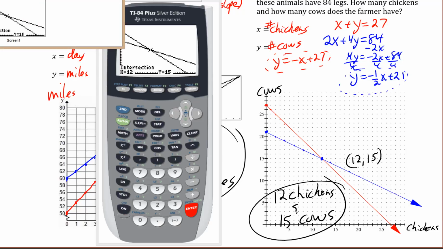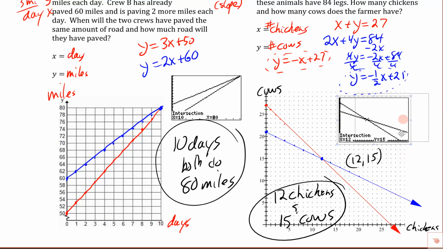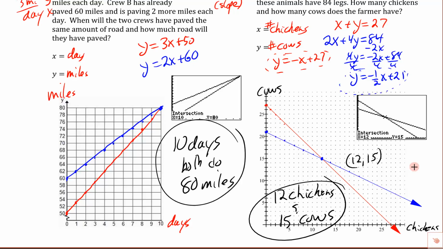So again, I'm just going to grab that, copy it, paste it over here, and that way everybody can know not only did we get this right by sketching it by hand, we also got it right when we sketched it on the calculator and it confirmed what the answer was.